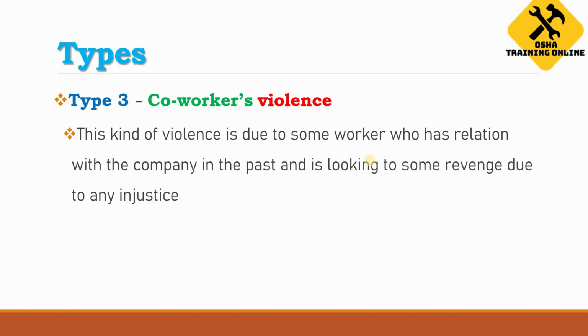Type 3 violence is co-worker violence. This kind of violence is due to a worker who had a relation with the company in the past and is looking for revenge due to some injustice. For example, a worker who suffered an injustice in the past, and in the current time has no relation with the company, but was a worker there before. Now he is looking for revenge, and he may opt for violent activity.